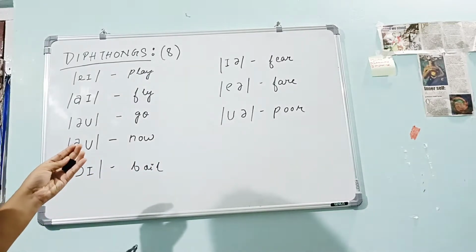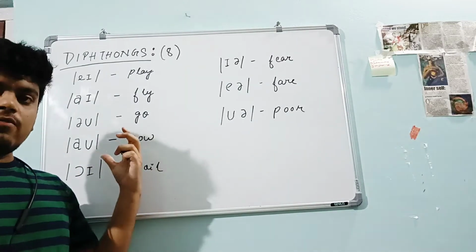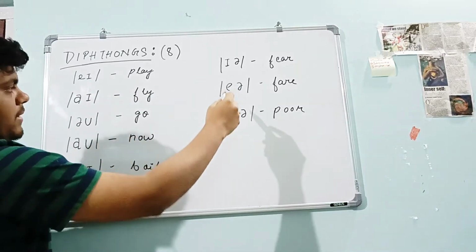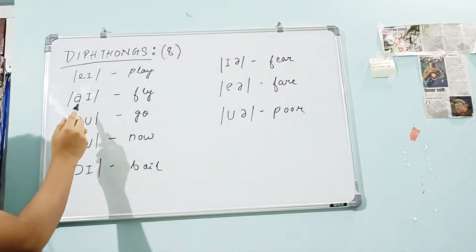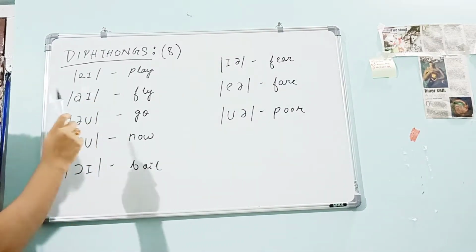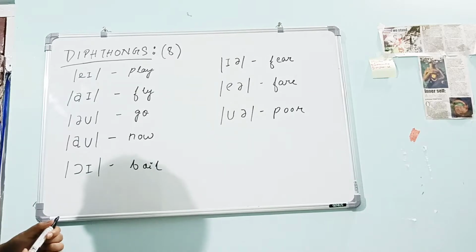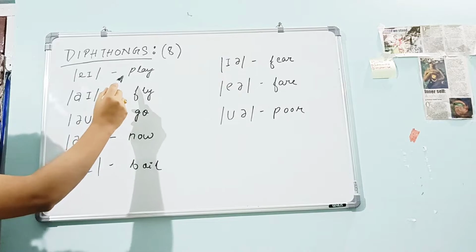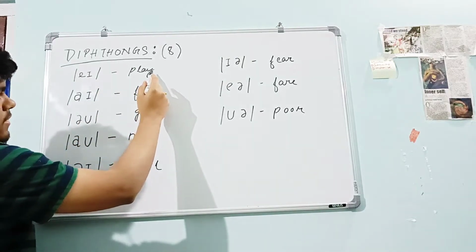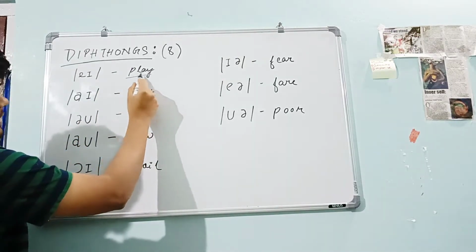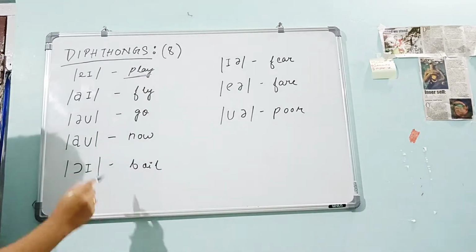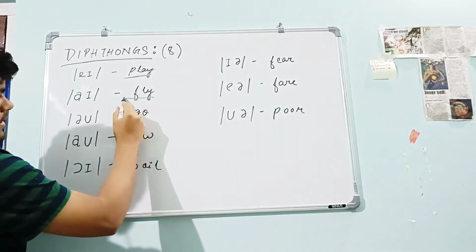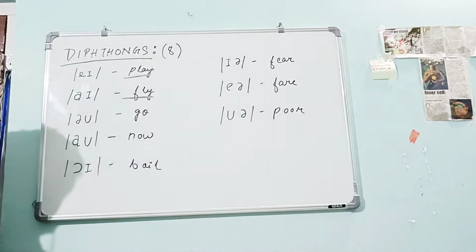A diphthong is a combination of two vowel sounds. If you look here, all these sounds are combinations of two vowel sounds. Remember, two vowel sounds. Let us look at the first sound here, ay, represented by the word play. Play. Then again we have eye, represented by the word fly. Fly.